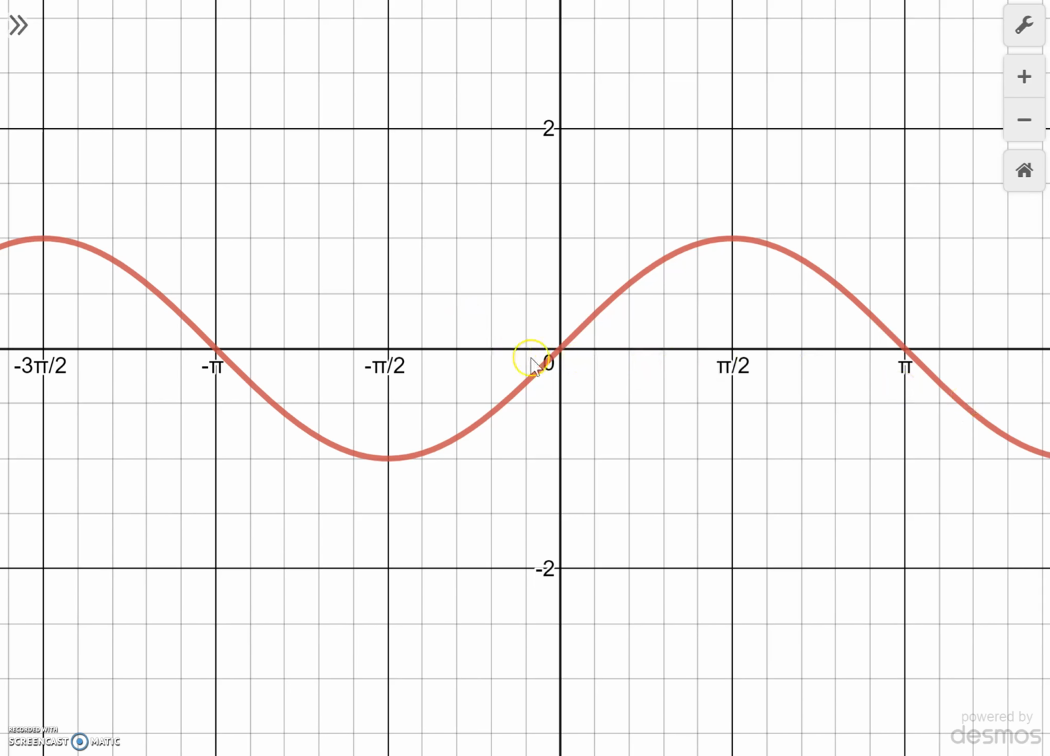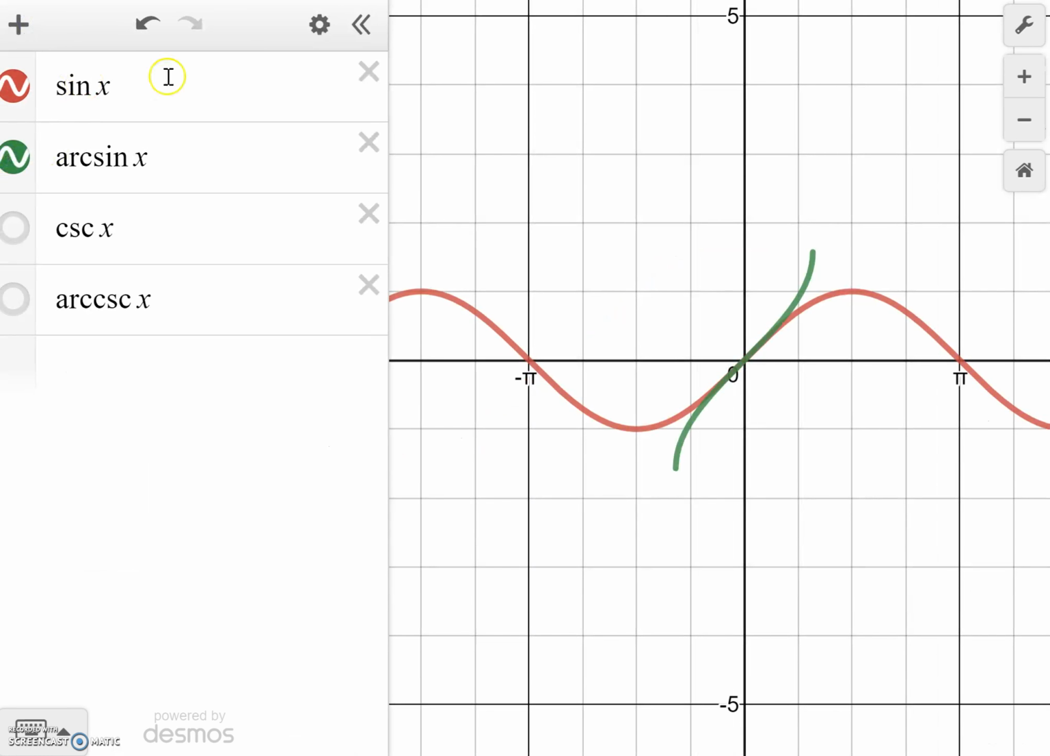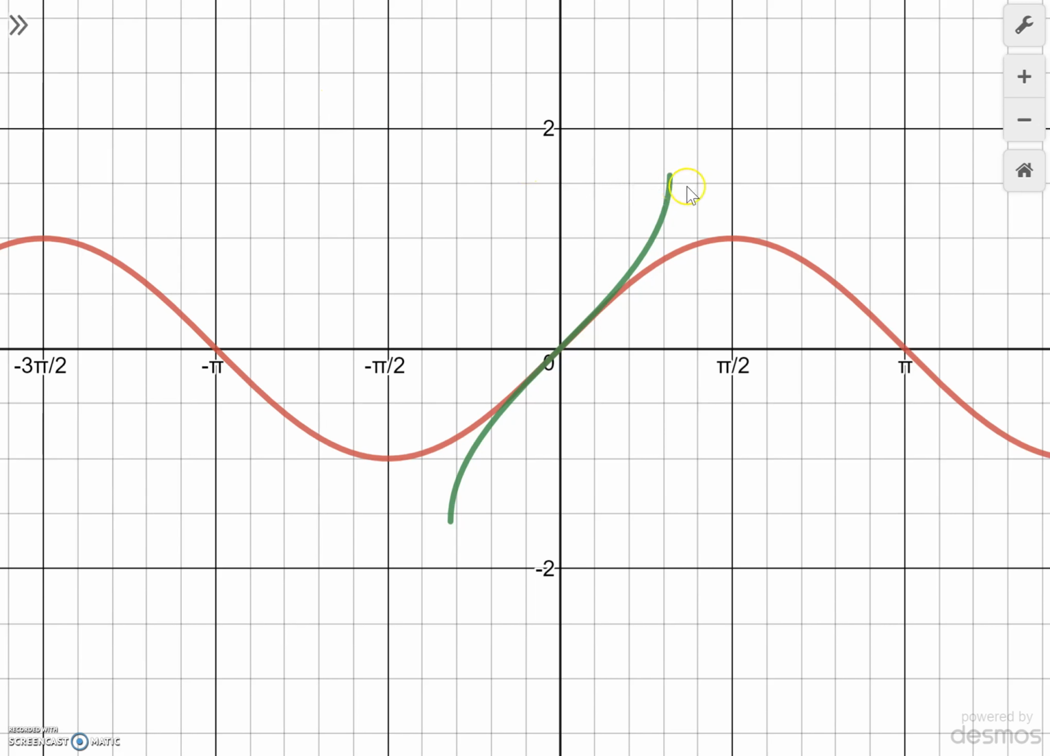Well, to graph the inverse of sine, you'll note we have (0, 0) on the graph of sine, which will be (0, 0) on the graph of inverse sine. (pi halves, 1) on sine becomes (1, pi halves) on the graph of inverse sine. But let me show you what the computer thinks the graph of inverse sine looks like. That might not be what you expect. So this green curve is only part of the graph of sine.